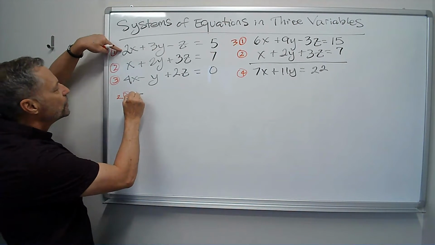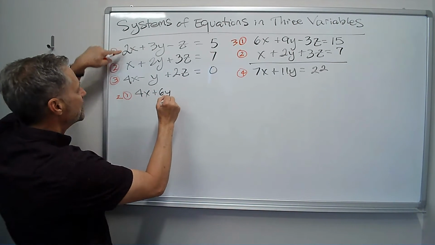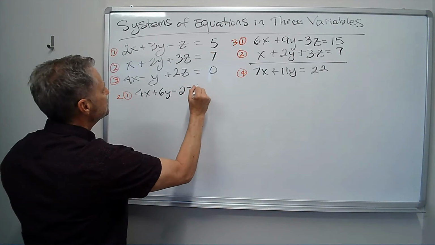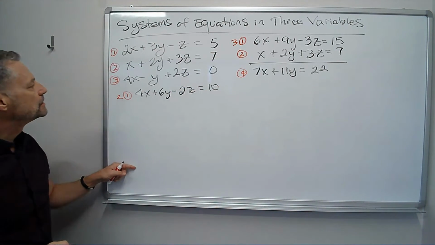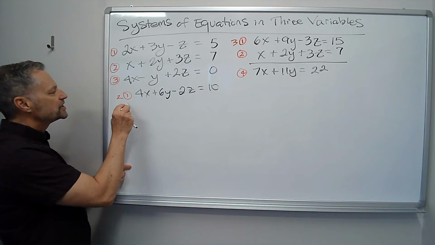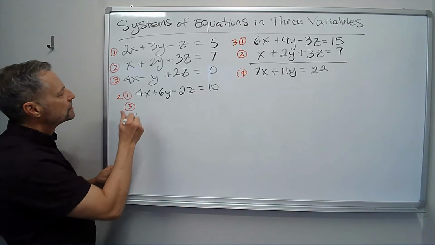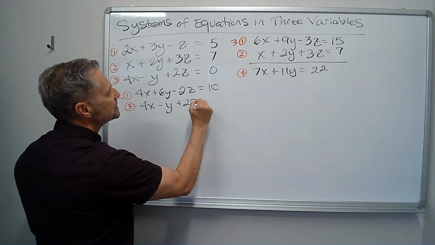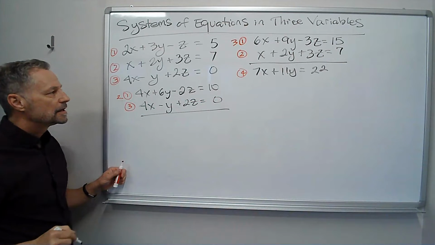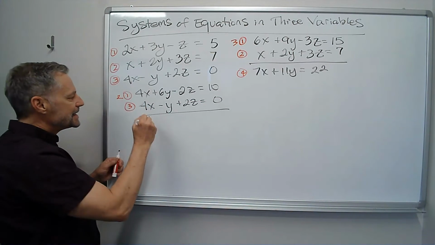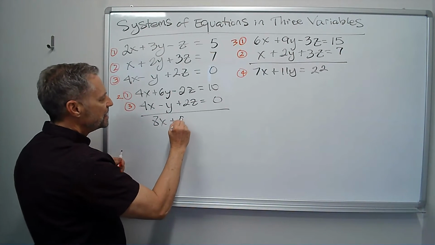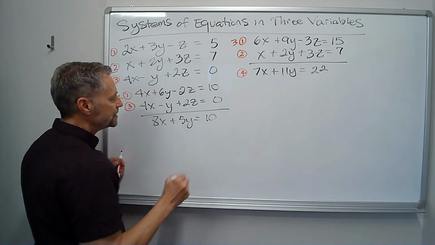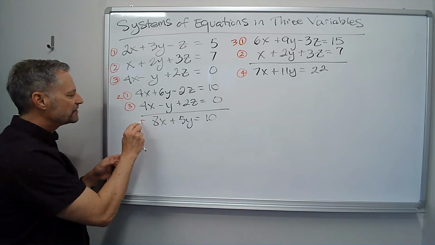So I get 4x plus 6y minus 2z equals 10. And I'm going to do equation 3 just the way it's written: 4x minus y plus 2z equals 0. I'm going to add those down. 8x plus 5y equals 10. This is going to be my equation 5.